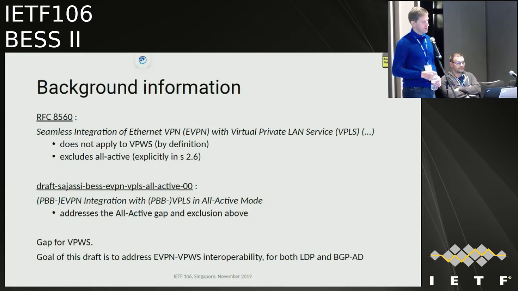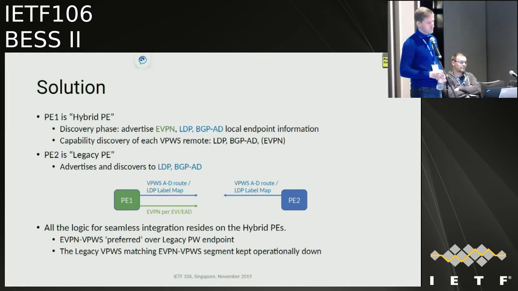As a second item of background, there is another draft, an ID, addressing essentially the EVPN integration with VPLS in all-active mode. That draft was written specifically to address the all-active gap that I listed in the second bullet of 8560. And so there remains essentially the first bullet, the gap for VPWS. The goal of this draft is to address EVPN VPWS interop for both LDP and BGP AD. So in the solution we're presenting, we define essentially a hybrid PE.